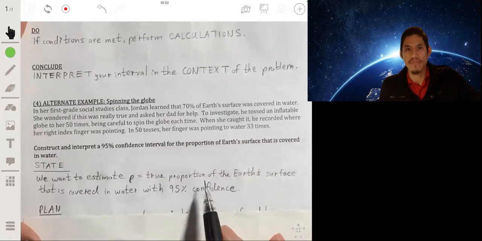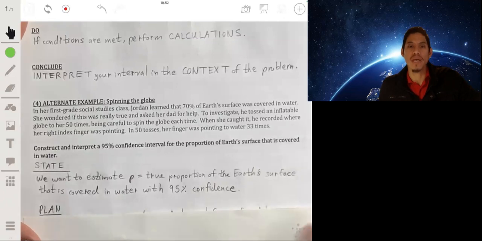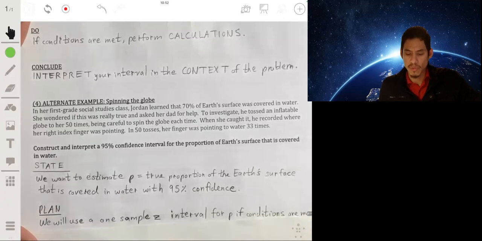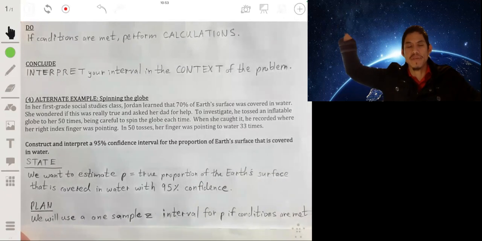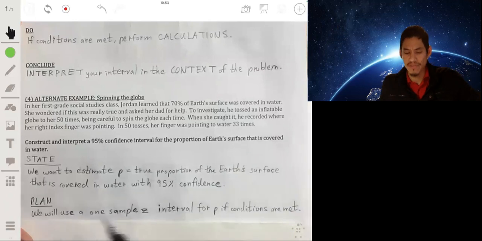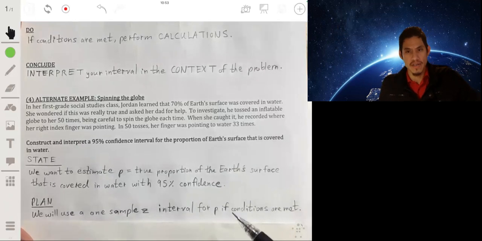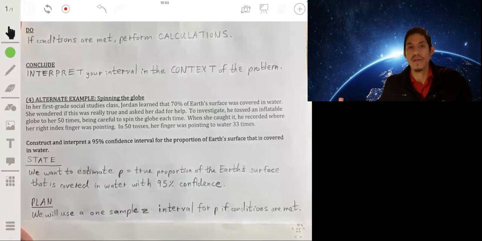Next, we're going to state our plan. What type of inference method are we going to use? Well, we're going to use a one sample Z interval for P if the conditions are met. Now this may seem weird at first: why do you have to mention this? You're going to learn other inference methods. You're going to learn one sample T interval, two sample intervals, and something for chi-square distributions. There are going to be multiple inference methods, so you're going to have to be very strategic in which one you use, so specify it here.